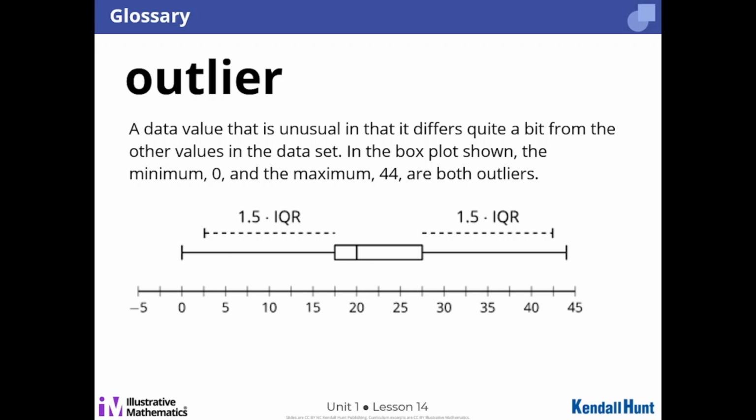You can see that the end of the whisker at 0, showing our minimum, is outside of that dashed line, so it is an outlier. On the other end, you can see that the right side of the whisker at 44 is also past that dashed line, indicating that it too is an outlier in this situation.